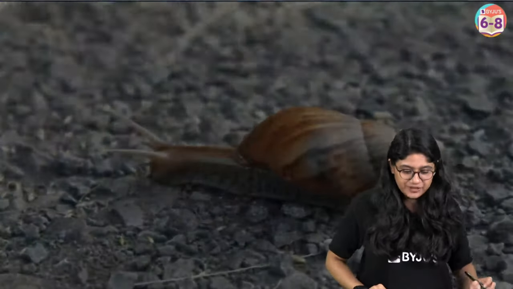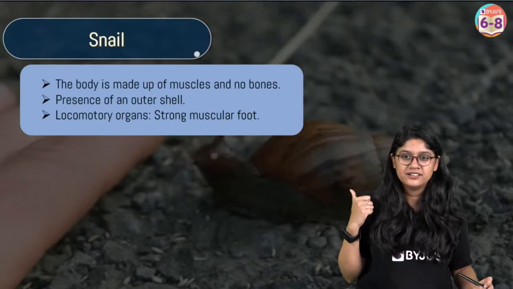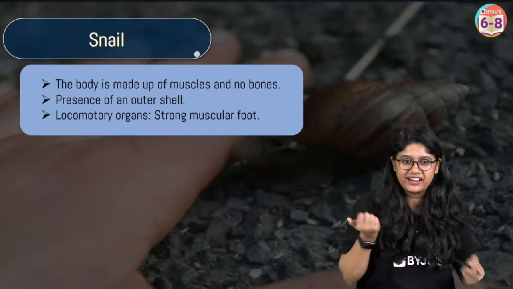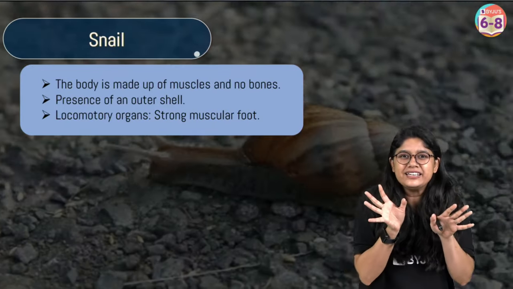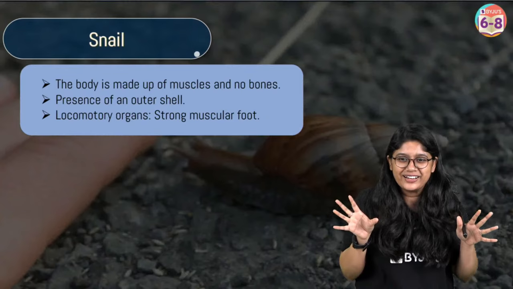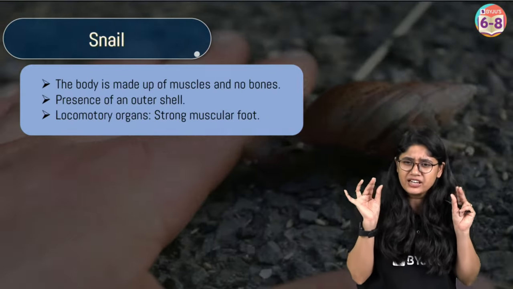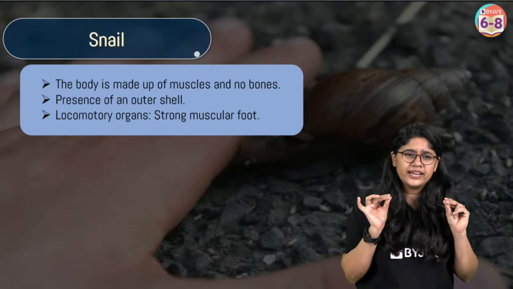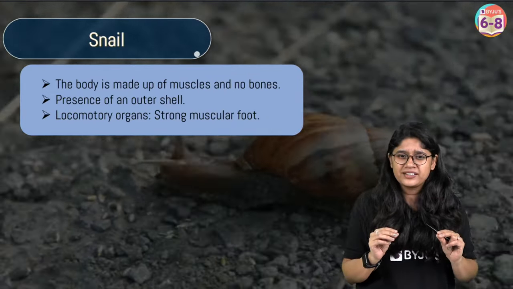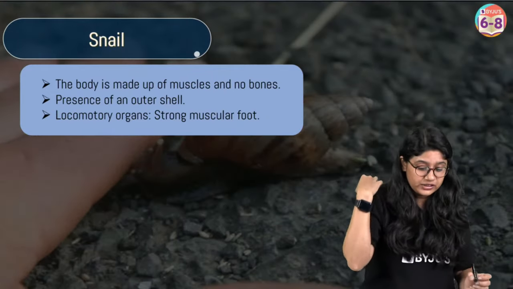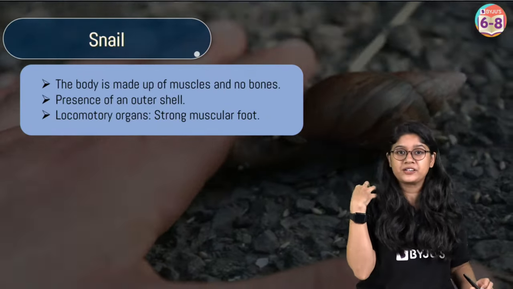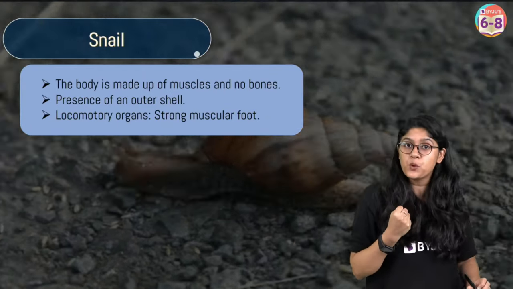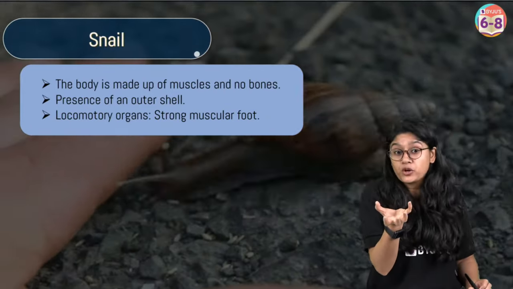Okay, how many have seen the snail? I'm sure you must have seen the snail, right? Similarly, if it's raining around your area, you will see a snail. They're very, very soft, and they have the shell at their back. Again, they don't have bones either. They use the muscular part of their body to move.